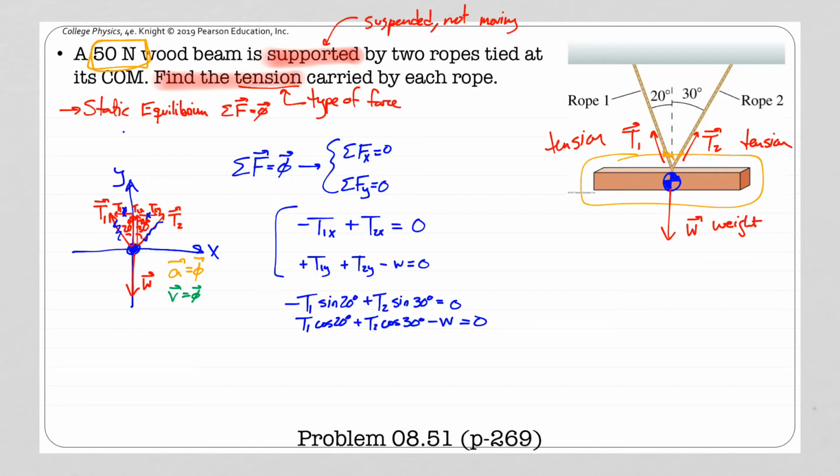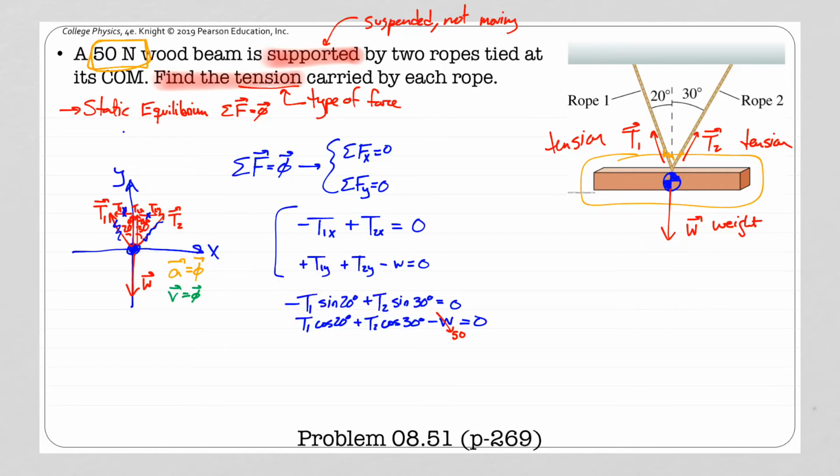And newtons is already a measure of force, so my weight here is already 50 newtons. And what I have here is basically sine and cosine of 20 or 30 degrees. Those are all fixed values that come out of your calculator. It's not something you know off the top of your head, but your calculator knows it. So we have numbers here, a number there. What we don't have is T1 or T2, so we have 2 equations and 2 unknowns that we're going to solve.